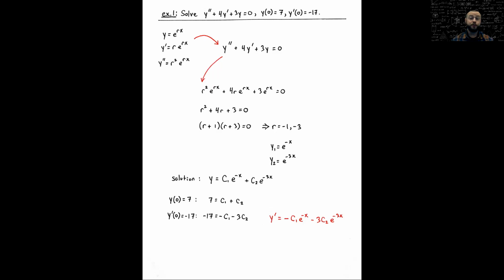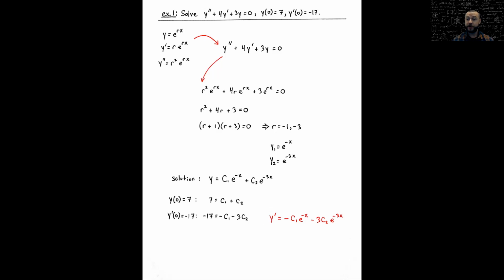Just be careful to make sure you correctly calculate the derivative of your solution, y, with the chain rule. There's going to be some examples later in this lecture where you might have to calculate the derivative of y using a combination of product and chain rules. All right, so I have off to the side there, on the right in red, the derivative after using the chain rule. And now if you plug in the information for your derivative initial condition, you get a second equation, negative 17 equals negative c1 minus 3 c2.